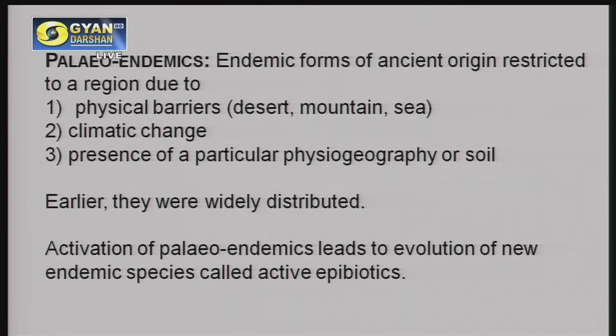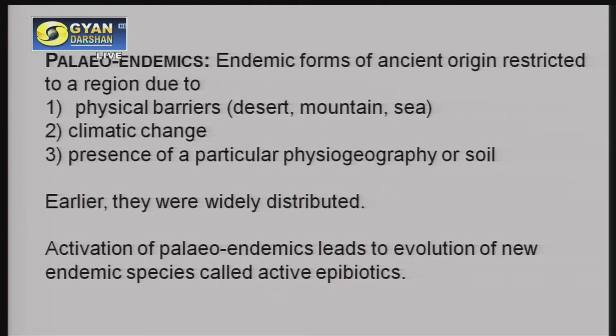Because there are physical barriers: desert, mountain, oceans, etc., climatic change, erratic climate, and presence of a particular physiography or soil, that is edaphic factors. Maybe they found that particular soil conducive where they are restricted. They must have tried migration, but they could not succeed in other kinds of climatic condition or other kinds of soil. So they are localized. But they are not newly evolved. They are of primitive origin or ancient origin.